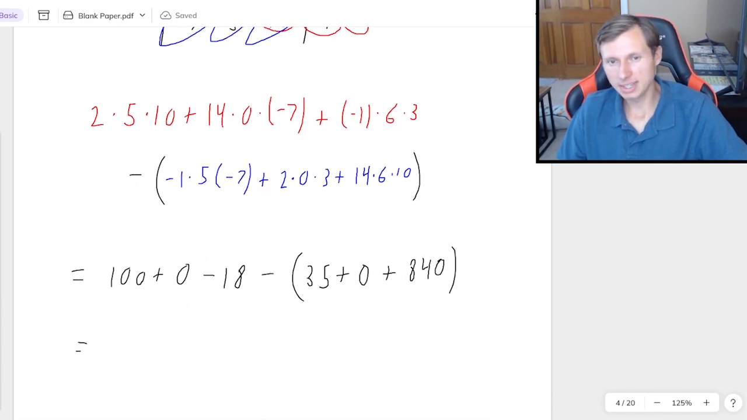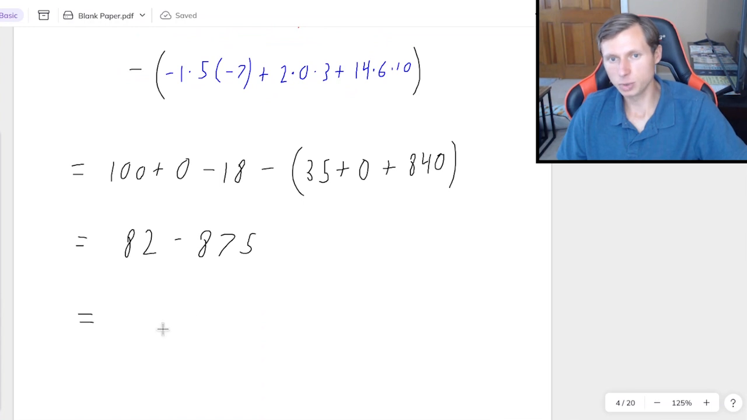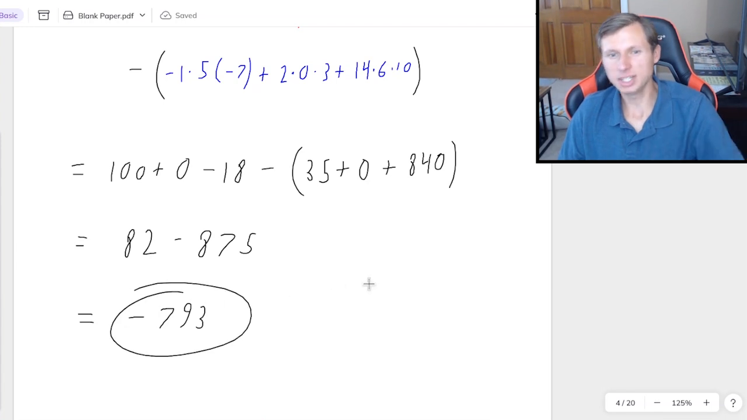And then just simplifying this, I'm going to get 82 minus 875, and as a result, we're going to get negative 793, which is the answer to our question. That's the determinant, and we are done.